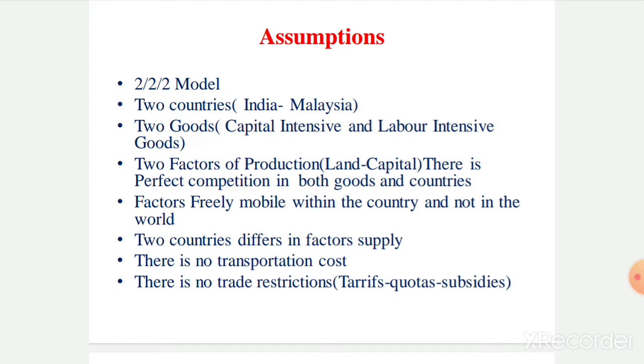There is perfect competition in both goods and factor markets. Factors are freely mobile within the country but not across the world. The two countries differ in factor supply. There is no transportation cost. There are no trade restrictions. These are the important assumptions of this trade theory.